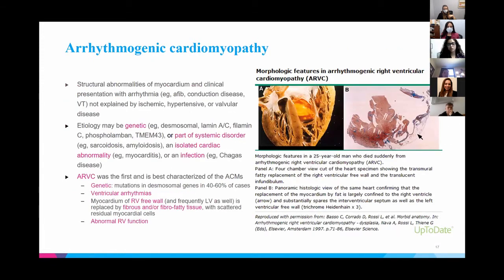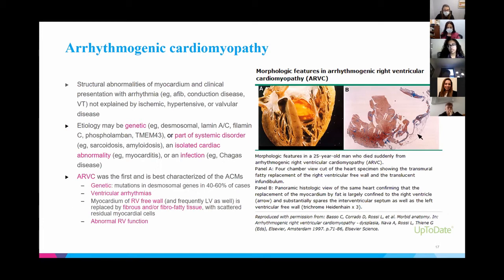And then moving on to arrhythmogenic cardiomyopathy. So this is structural abnormalities of the myocardium and clinical presentation with arrhythmia. So this could be atrial fibrillation, conduction diseases, ventricular tachycardia. That's not explained, again, by ischemia, hypertension, or valvular disease. So the etiology can be genetic or part of a systemic disorder such as sarcoid or amyloid.